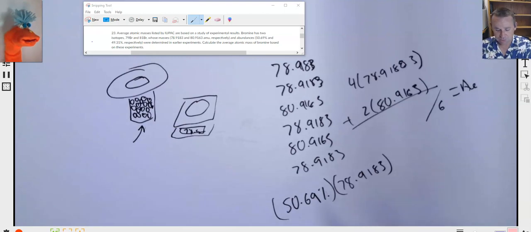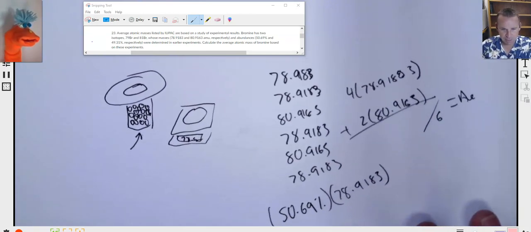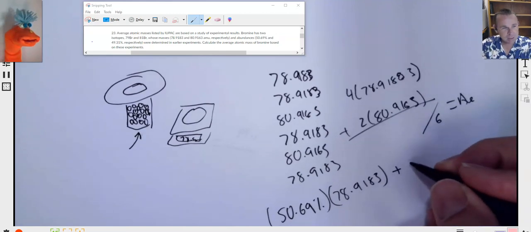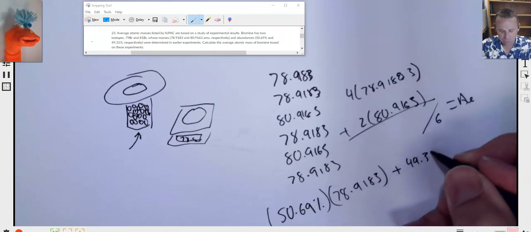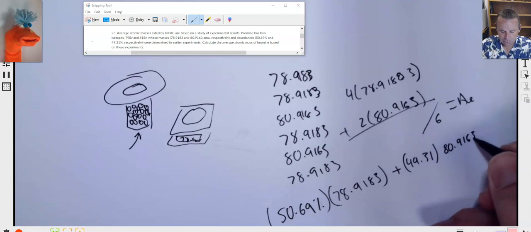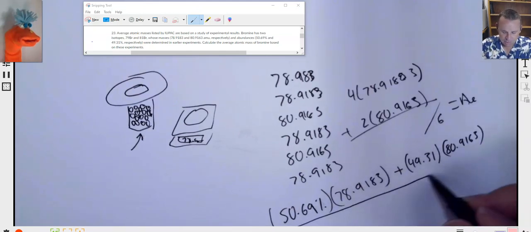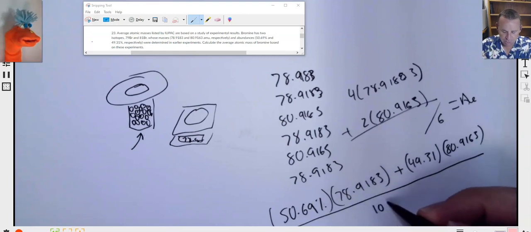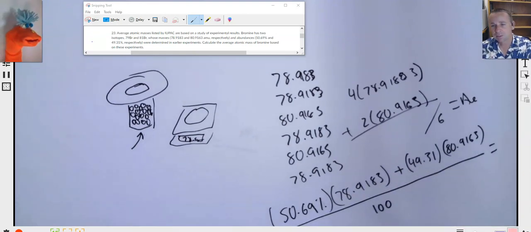But out of 100, it's this percentage, right? That's out of 100, it's 50.69. So 50.69 times whatever mass it was, right? Plus the other percentage, 49.31, times its mass, 80.9163. Okay? And then this divided by 100, since this is a representation of 100, can give me the average mass of the different atoms in that hat.